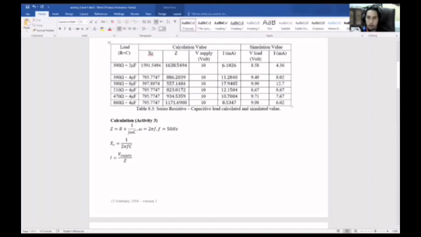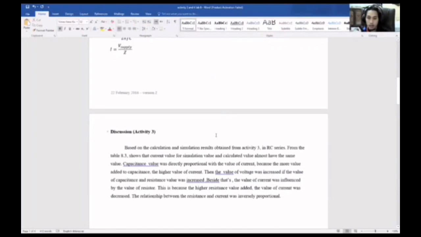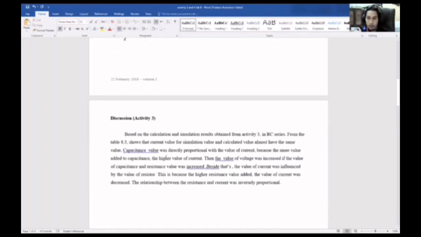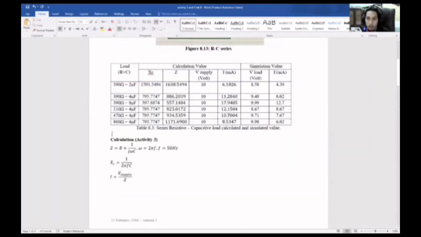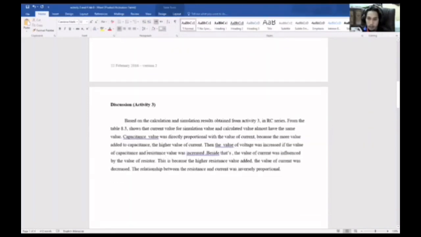Then we get the value for I. Okay, so what we can conclude from activity 3, based on the calculation and simulation result obtained from activity 3 in RC series, from table 8.3, shows the current value for simulation value and calculated value almost have the same value.